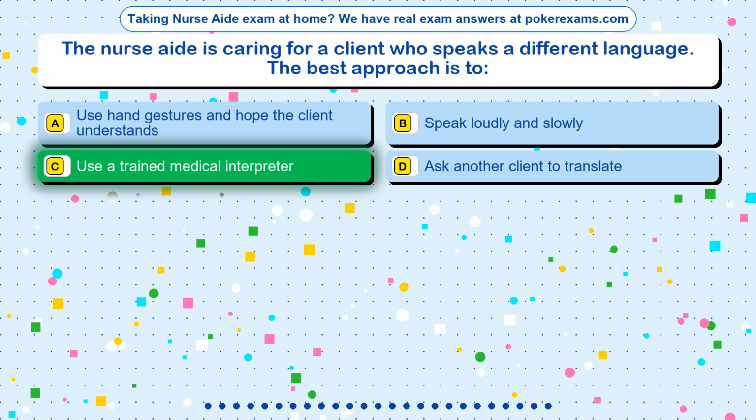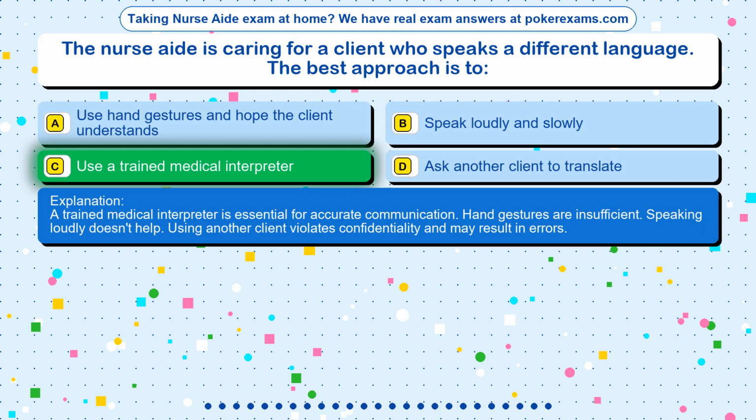The correct answer is option C. Use a trained medical interpreter. A trained medical interpreter is essential for accurate communication. Hand gestures are insufficient. Speaking loudly doesn't help. Using another client violates confidentiality and may result in errors.